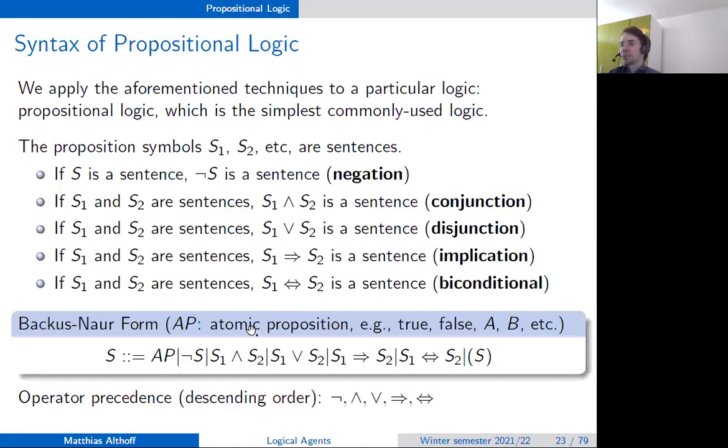And you can also write this in short in Backus-Naur form. This kind of form is used later on also in first order logic. It just says that any sentence can be formed as follows. You can start with an atomic proposition. You can negate a sentence. You can have a conjunction, disjunction, implication, biconditional, or you can put parentheses around the formula to indicate operator precedence. And the standard precedence is, in descending order: negation, conjunction, disjunction, implication, and biconditional.